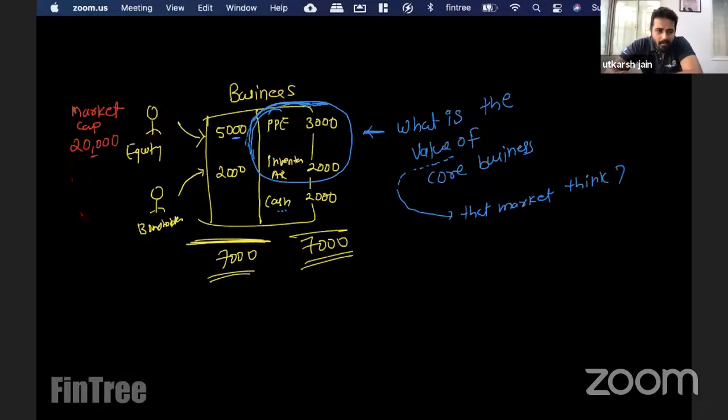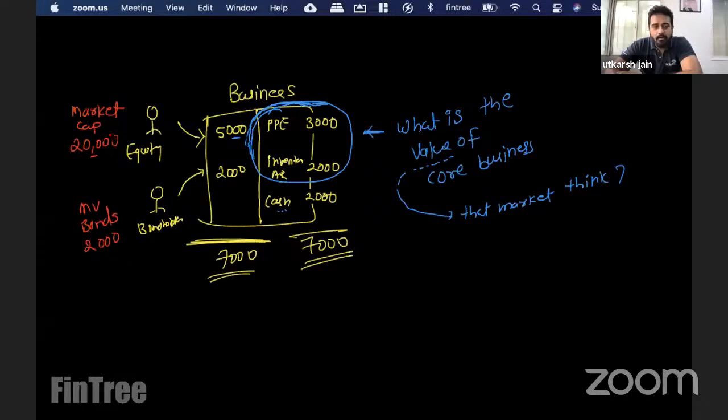Now, typically, the market value of the bonds will not vary so significantly. So the market value of the bond would pretty much be closer to that 2000. It will not be varying significantly. So I'm going to keep this as 2000 itself. Okay. So what does it mean?